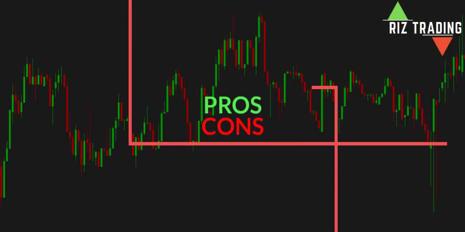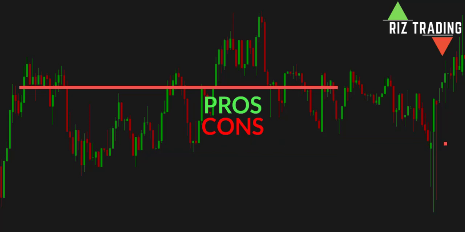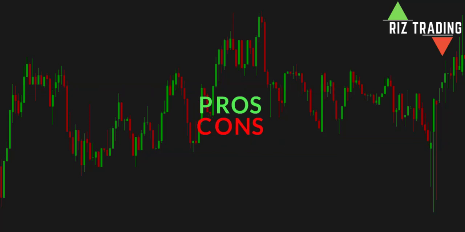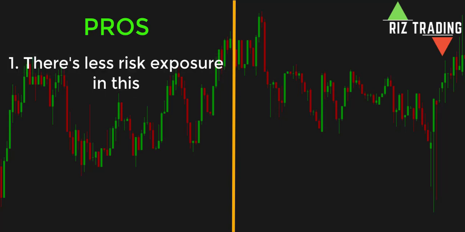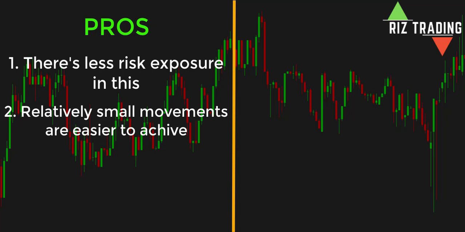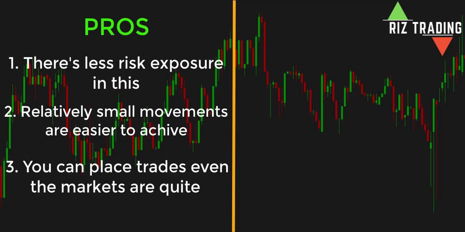Now let's talk about some pros and cons of this strategy. And let's start with the pros. Number 1. There is less risk exposure in this. Number 2. Relatively small movements are easier to achieve. Number 3. You can place trades even when the markets are comparatively quiet.